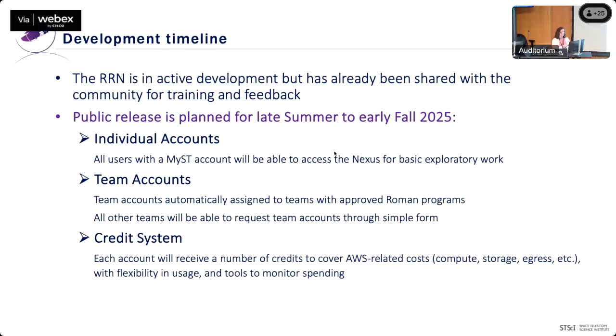The public release is planned soon for late summer to early fall, which means that everyone that has a MyST account will be able to access the Nexus for basic exploratory work. And you'll also be able to request a team account that has more resources for your work. Everything will be regulated through a credit system that is very flexible. So we'll allocate credits to your team account, and you'll be able to spend them as you want on resources, so either compute, egress, or storage. And this is because clearly there are so many different use cases, and we're trying to keep things flexible.